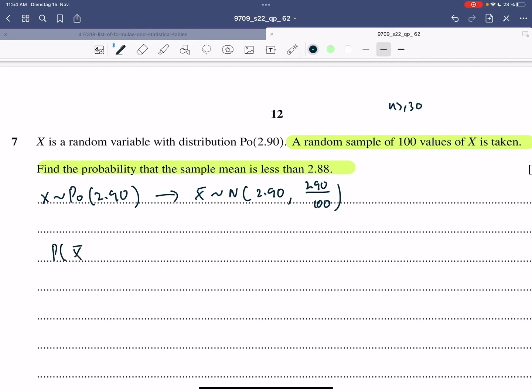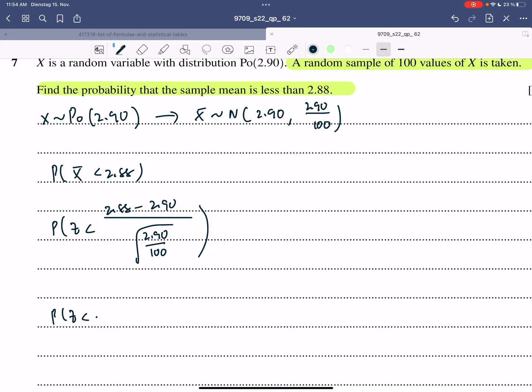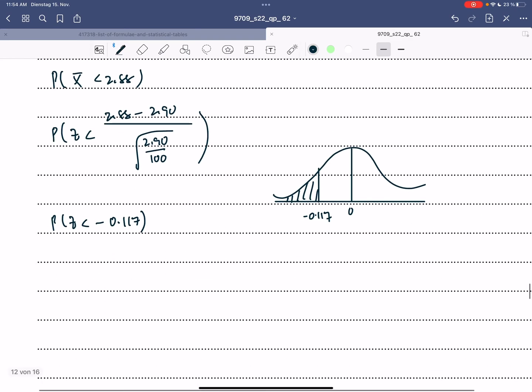So probability X bar less than 2.88. 2.88 minus 2.90 over the standard deviation, 2.90 over 100. You will get negative 0.1174. Negative 0.117 is sufficient because you're reading from the table, right? So 1 minus 0.5466, and the final answer 0.443, in 3 significant figures.